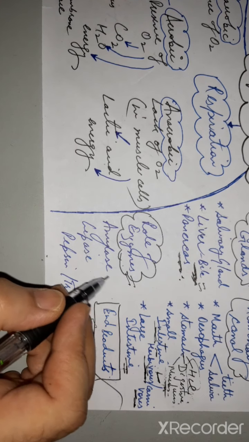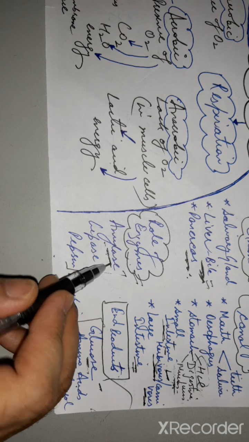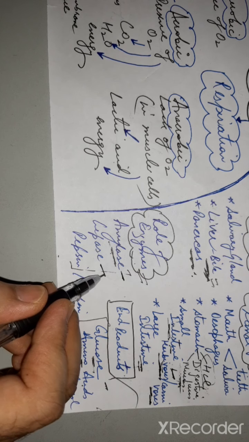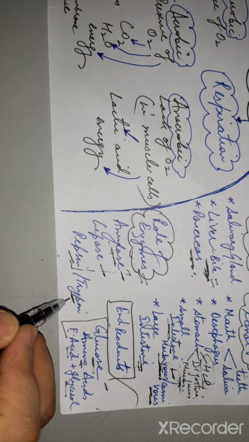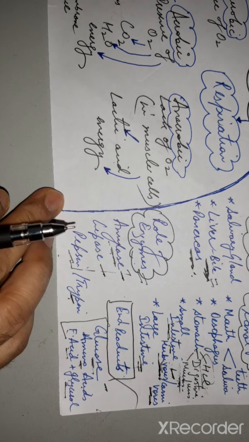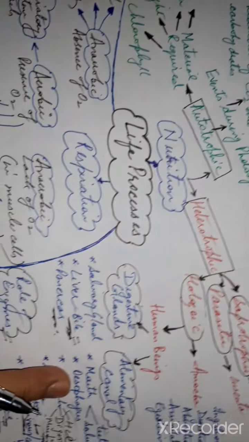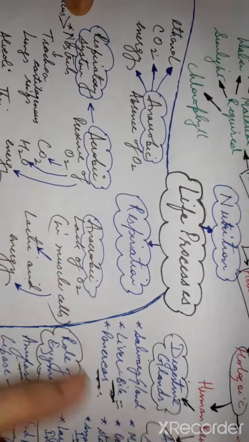Role of enzymes. There are three enzymes mainly. One is amylase, which works on carbohydrates, that is starch; lipase, which works on fats; and pepsin and trypsin, which work on proteins. So that is all the nutrition. Now coming to the respiration part.